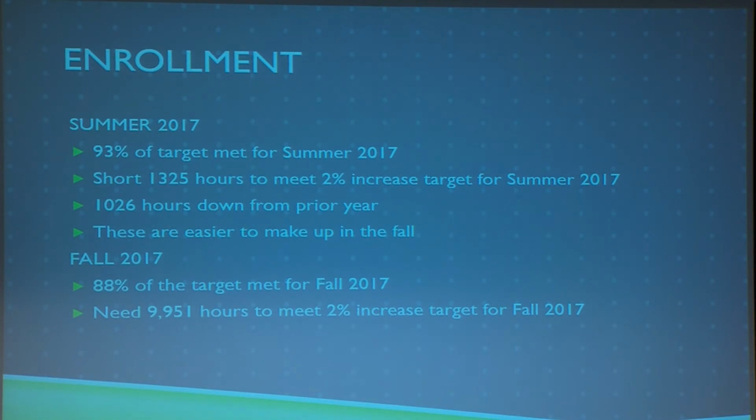As far as measurement, for summer, we met 93% of our target, which was a 2% increase. So we ended up just about 1,000 credit hours down from prior year, but we didn't do anything really different. Those are easier to make up, so we didn't freak out too much about that. Right now, as of this morning, or yesterday morning, we're at 88% of our target for fall 17, which is 2% up. Right now, today, according to David's stuff, we're up 5% from last year. But we did the drop a week later last year, so we're kind of still playing catch up. In order to hit that 2% increase, we're still short about 9,900 credit hours, which sounds really high.